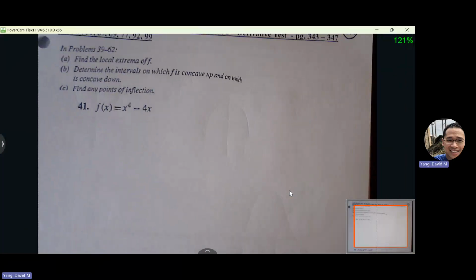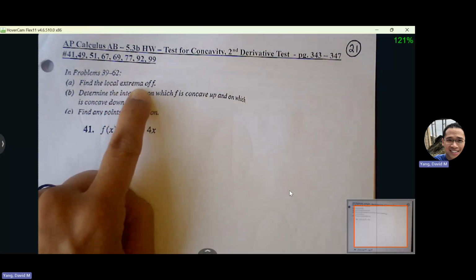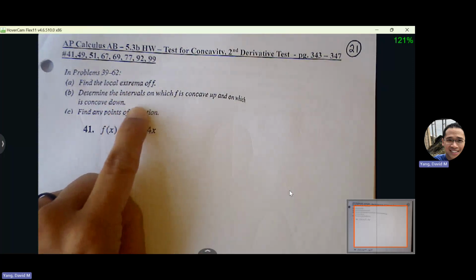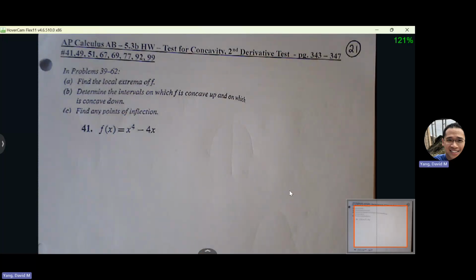So here are the instructions. We're going to find the local relative extrema of f. So we're going to go through the first derivative test, then the test for concavity, and then find points of inflection. So we're going to basically do the sign lines for f prime, and do the sign lines for f double prime, and list out all of our characteristics. Okay.